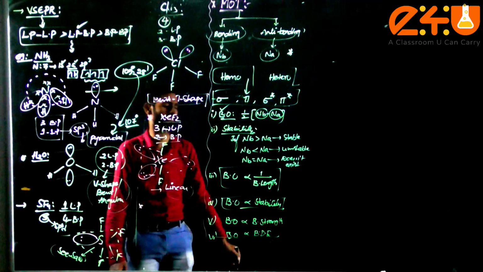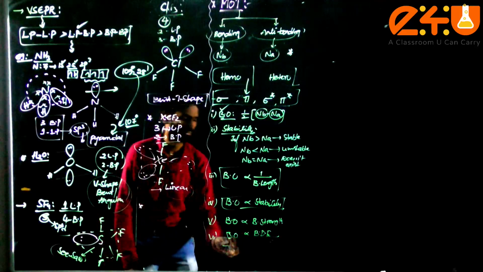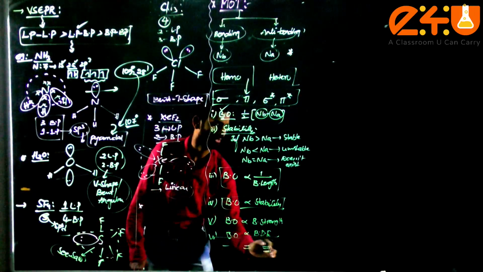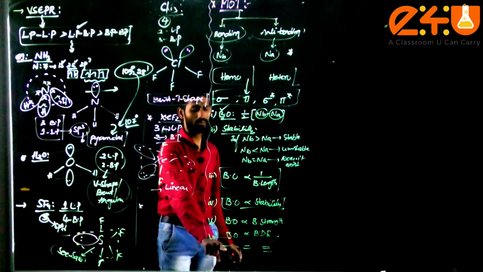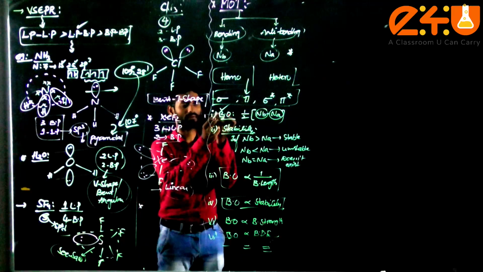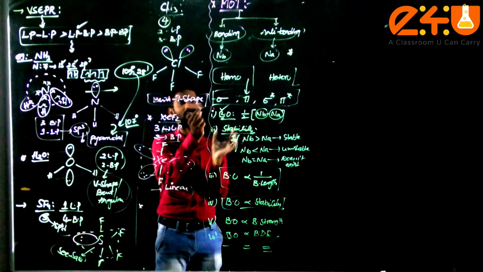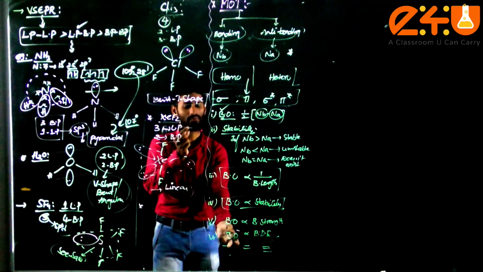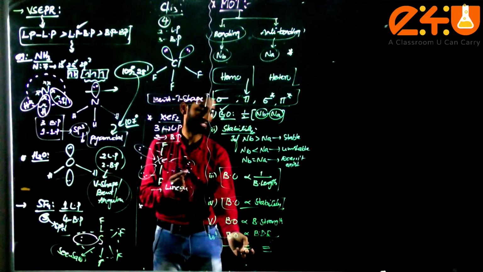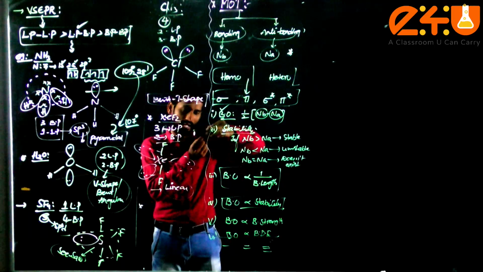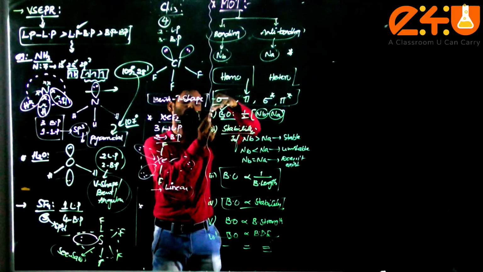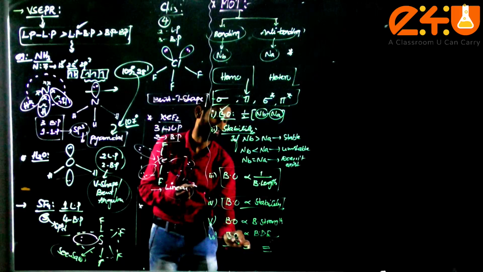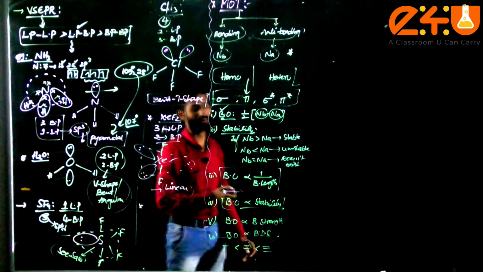This is very important. There is a single bond, a double bond, and a triple bond. Take a single bond between carbon and carbon: if you want to break it, you can easily break the bond because only one bond is there. If you take a double bond, there are two bonds between the atoms. If you want to break it, you have to supply large energy. This is the bond dissociation energy order.